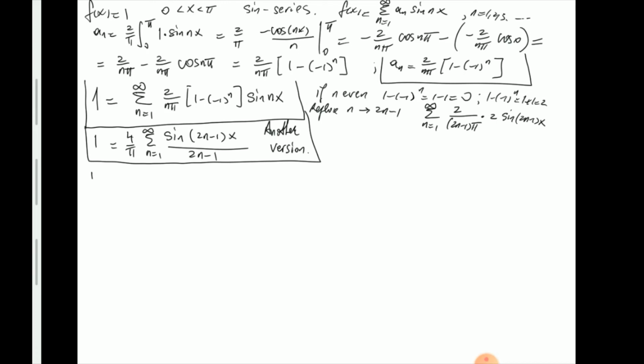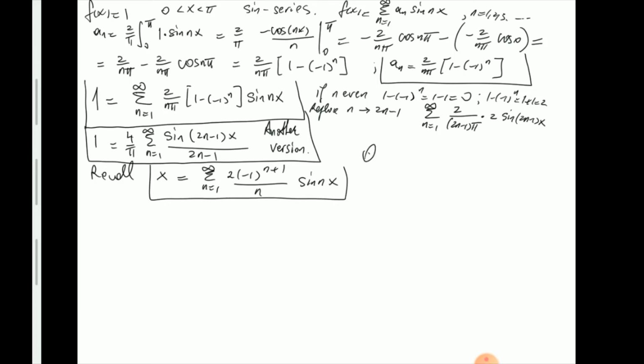Now remember that in the previous page we established that x as a Fourier sine series was the summation from 1 to infinity of 2 times minus 1 to the n plus 1 over n sine of nx. And so suppose the question is to find a sine series for the function f of x equals pi minus x on the same interval 0 to pi.